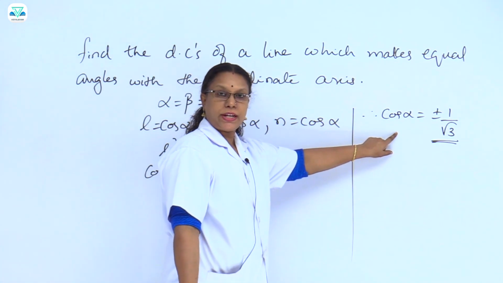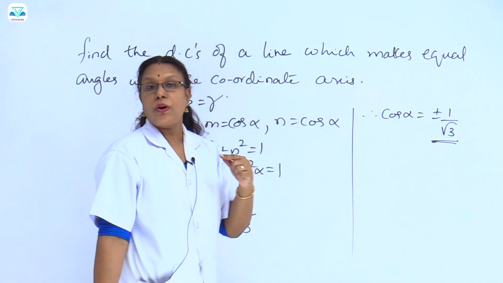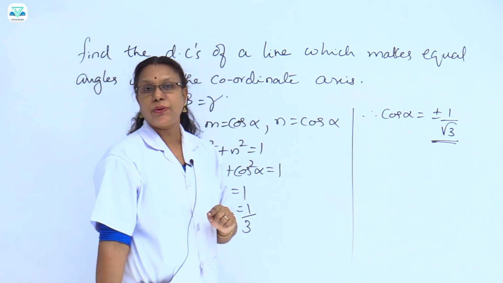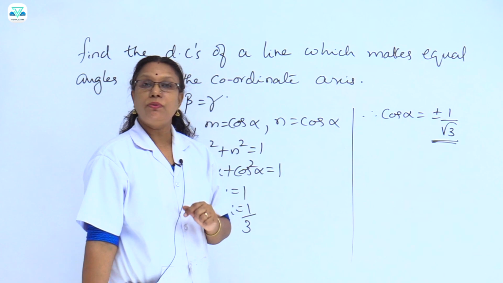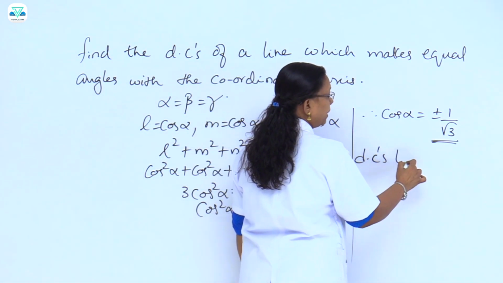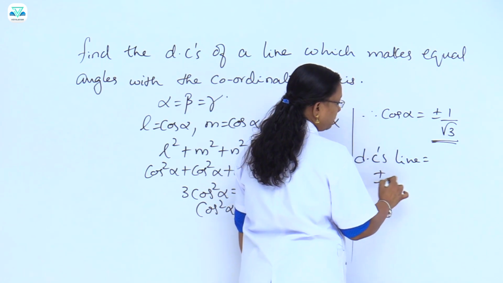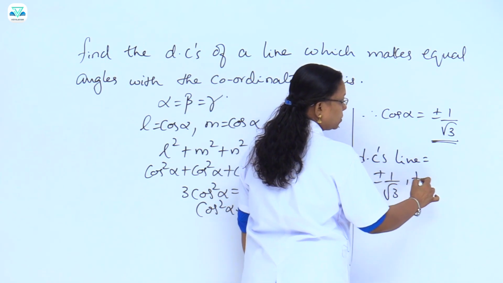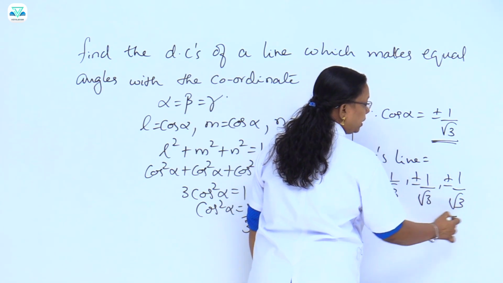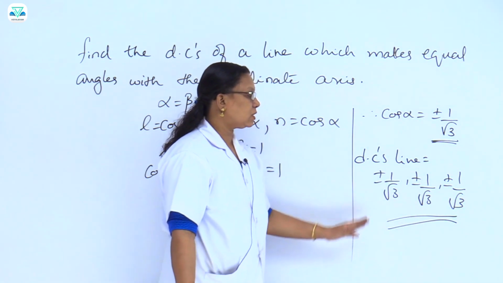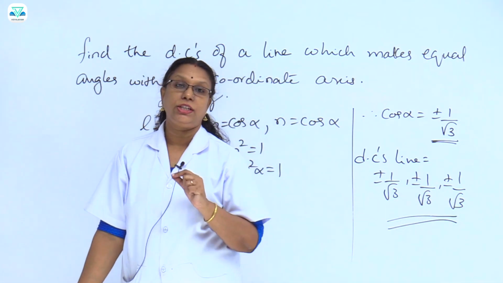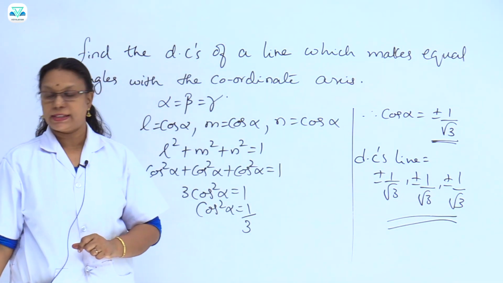This is one direction cosine. Next is cos beta. Cos beta is the same as cos alpha, so 1 by root 3 again. The other one is also 1 by root 3. So the direction cosines of the given line are plus or minus 1 by root 3, plus or minus 1 by root 3, plus or minus 1 by root 3, where each represents cos alpha, because the angles are equal with respect to the coordinate axes.